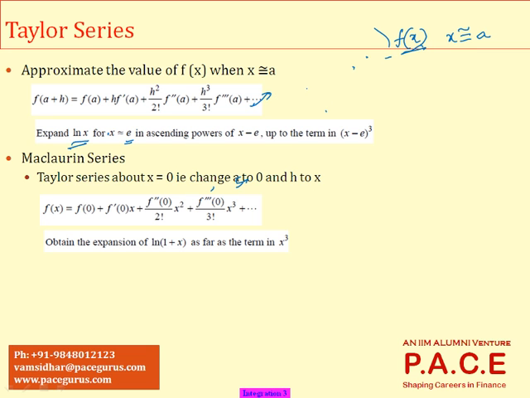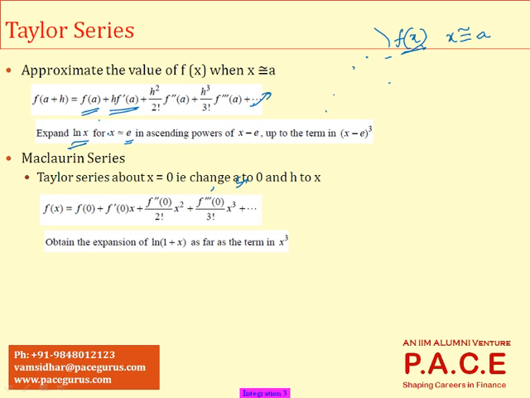So f of a plus h. Why are we doing a plus h? Because it's not exactly a, it's approaching a. So if I want f of a plus h, I can very well write it as f of a plus h into f dash of a plus h squared by 2 factorial into f double dash. F dash is nothing but the derivatives.